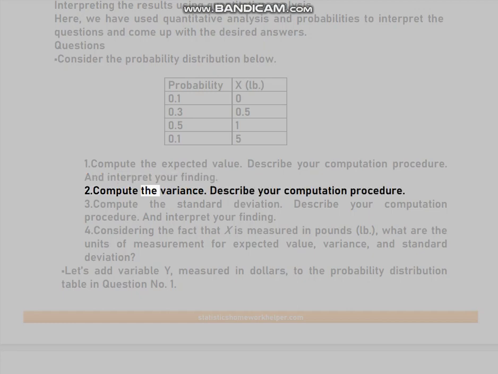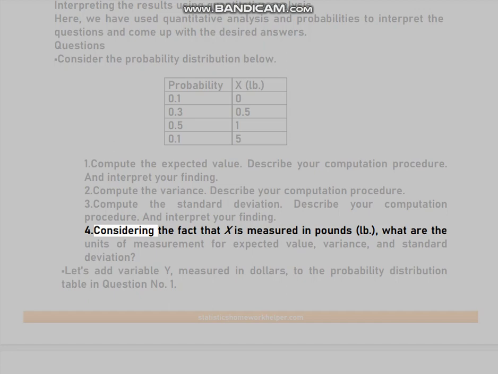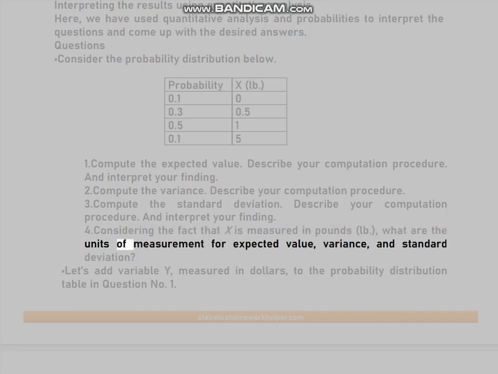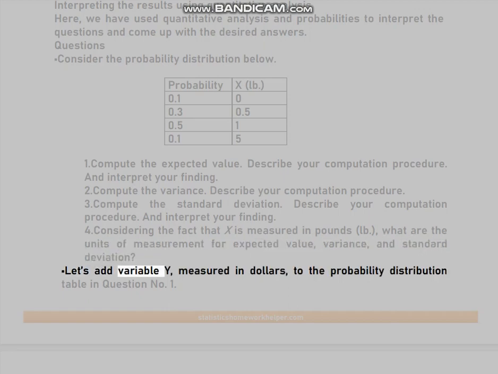2. Compute the variance. Describe your computation procedure. 3. Compute the standard deviation. Describe your computation procedure and interpret your finding. 4. Considering the fact that X is measured in pounds, what are the units of measurement for expected value, variance, and standard deviation? Let's add variable Y, measured in dollars, to the probability distribution table in question number 1.